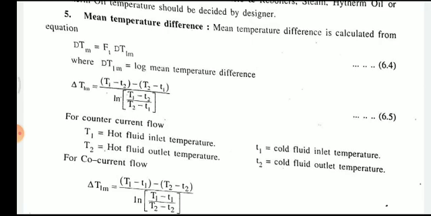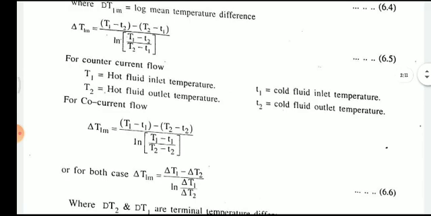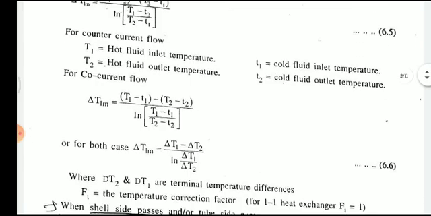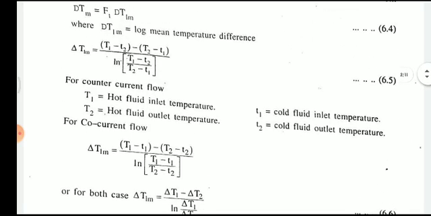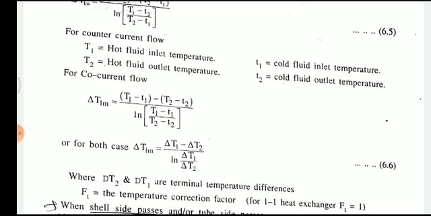This is for counter current flow, if the flow in the heat exchanger is counter current. Capital T1 is the hot fluid inlet temperature and capital T2 is the hot fluid outlet temperature, where small t1 is the cold fluid inlet temperature and small t2 is the cold fluid outlet temperature, which are both given here. And for co-current flow, the delta TLM should be in the form of this.